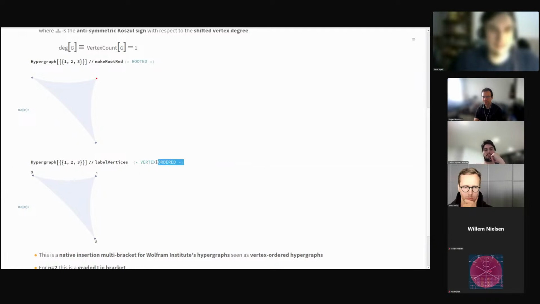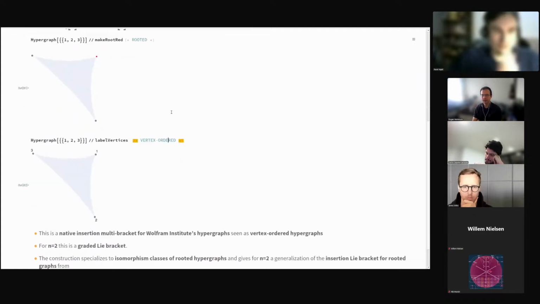And on this vertex ordered, you are having the graded Lie bracket, and on this rooted, you are having a classical Lie bracket, and it's on the isomorphism classes of hypergraphs as rooted hypergraphs, and this is on the isomorphism classes of vertex ordered hypergraphs as vertex ordered hypergraphs. Is it now more clear? Yes, thank you. Okay, good.